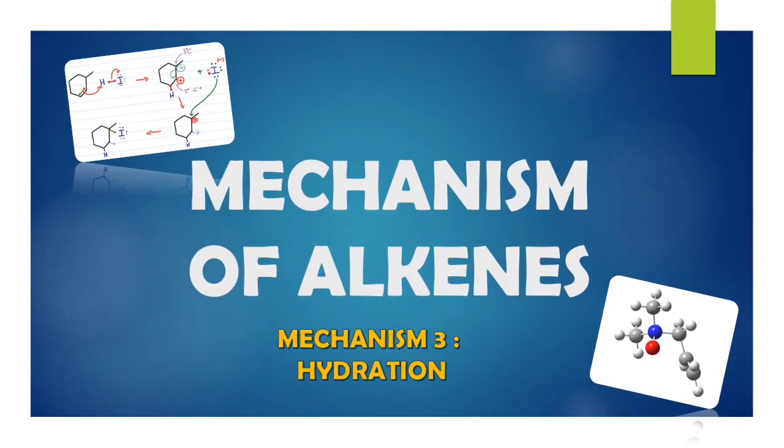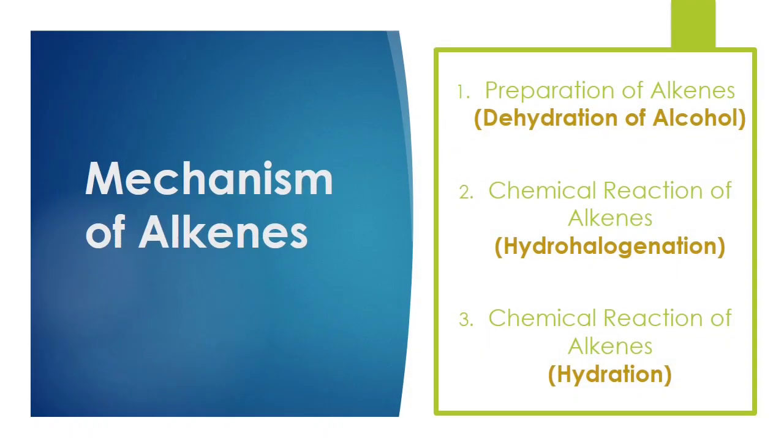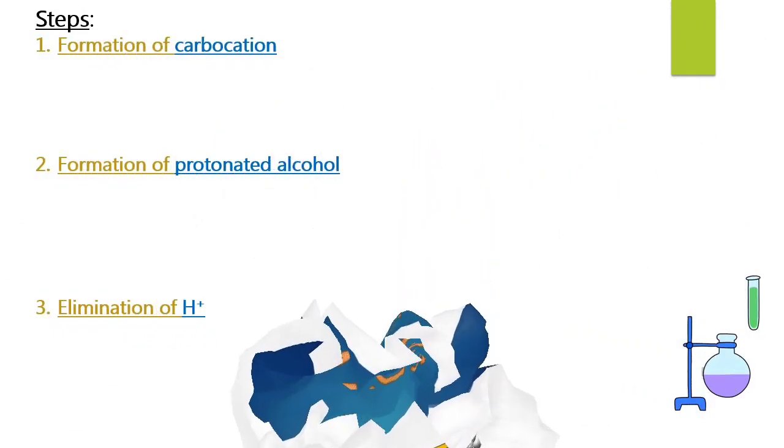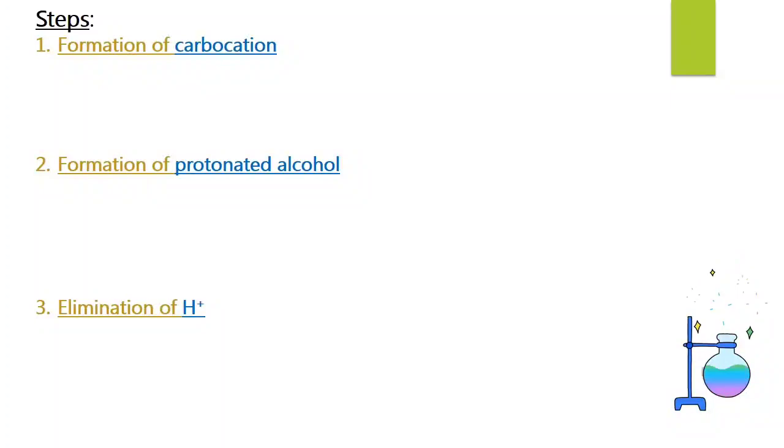Okay guys, so now we continue with the third mechanism of alkenes, which is hydration. Before this we already learned about the dehydration of alcohol mechanism and then hydrohalogenation. So this is the last mechanism for alkene, which refers to the reaction of hydration. Class, for this hydration reaction, we also have three steps.